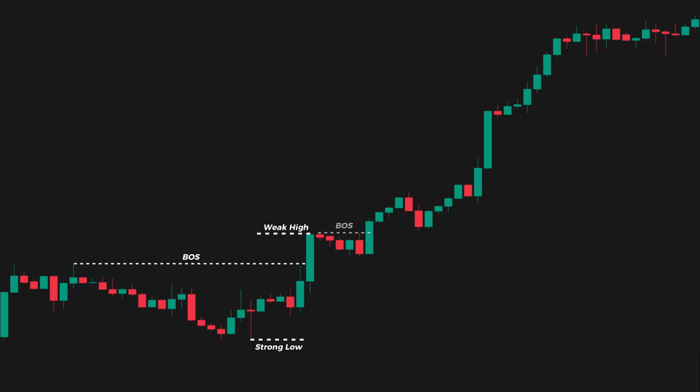As the price experiences another break of structure to the upside, additional weak highs emerge, serving as temporary resistance levels that are likely to be broken. When one of these weak highs is cleared, a new strong low is formed, reinforcing the continuation of the uptrend. This pattern persists, with each retracement failing to breach the previous strong low, leading to the formation of another weak high. Each successive break of structure to the upside further validates the bullish trend and signals continued upward momentum.